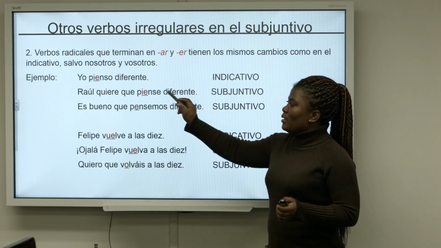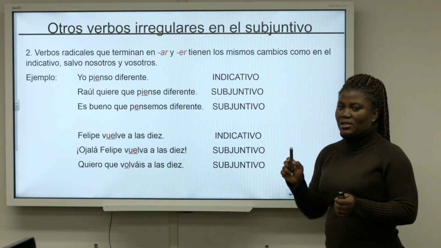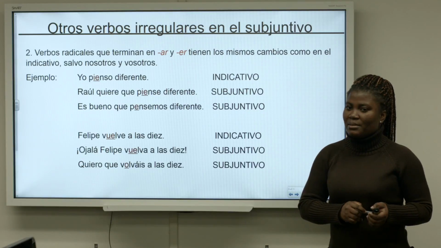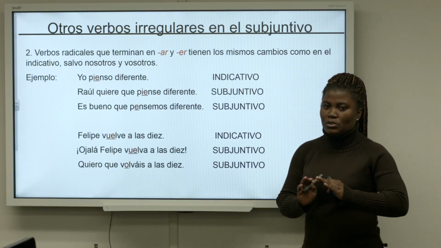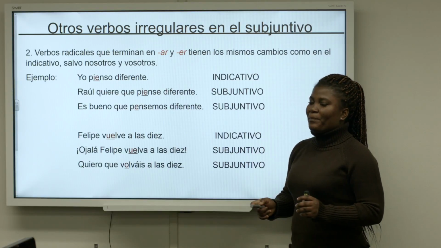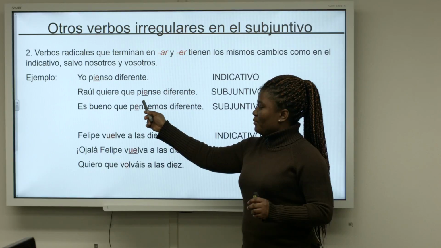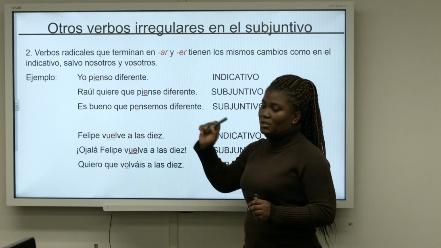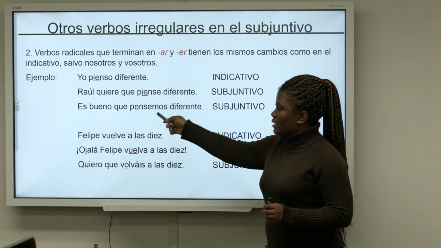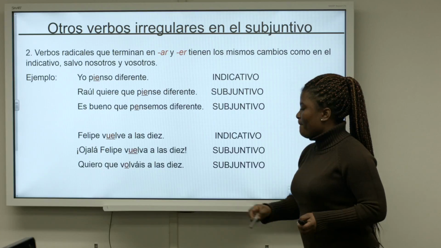Now we have Raúl quiere que piense diferente. The same change that happened in the indicative happens in the subjunctive if it is not nosotros nor vosotros. Now, es bueno que pensemos diferente. So the E in pensar changed to IE in the usted form, but here it doesn't change in the nosotros form.